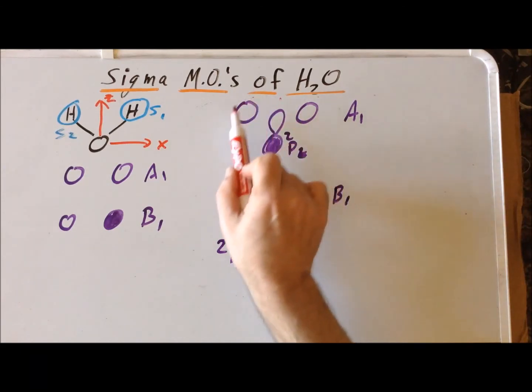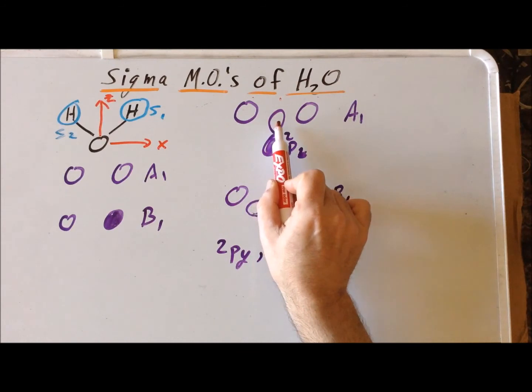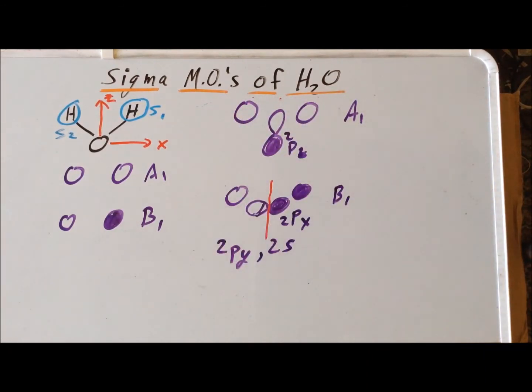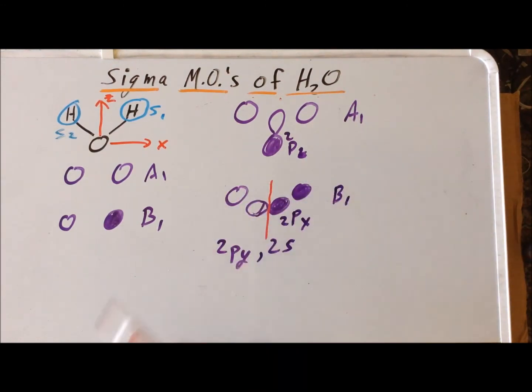Whereas in the bonding interaction we have for A1, we have positive phase, positive, positive phase. In the area where the three atoms interact, there are no nodes. So A1 has no nodes, B1 has one node. And as a general rule, the more nodes in the molecular orbital, the higher in energy the molecular orbital will be, just as in general, when we're talking about atomic orbitals, the more nodes an atomic orbital has, the higher in energy it's going to be.